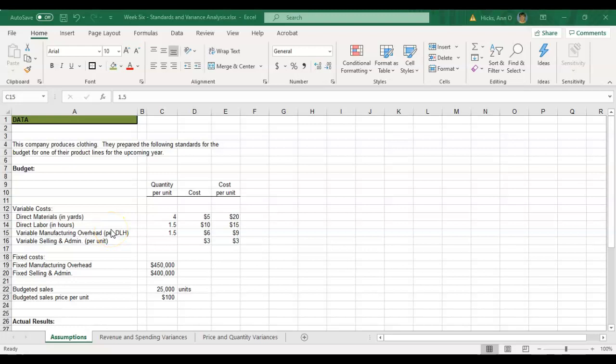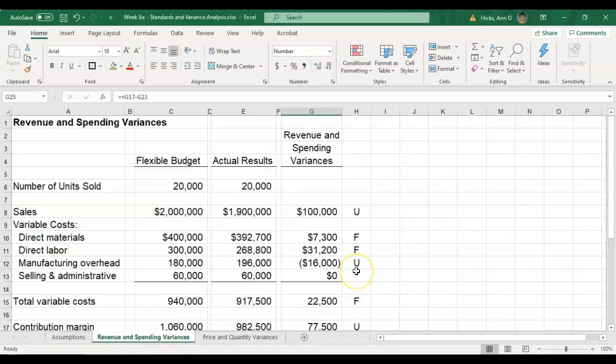If you need to review that data, feel free to take a few minutes to do so. I want to move to the second worksheet here, which also came from our work that we did last week.